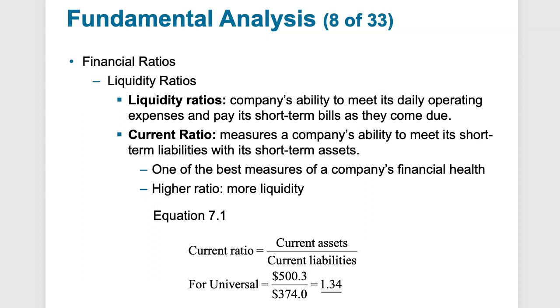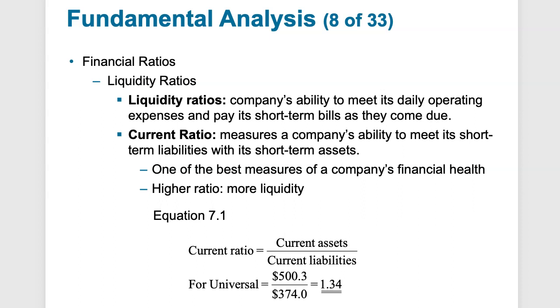So liquidity really has to look at how liquid the company is as far as current assets, as far as cash. So we want to really understand what the company's operating expenses and short-term bills are in relationship to their current assets. Now, the current ratio would be a measure of the company's ability to pay for their current liabilities, or it's looking at their short-term assets and their short-term liabilities, which we call current assets and current liabilities. So we simply divide current assets by current liabilities.